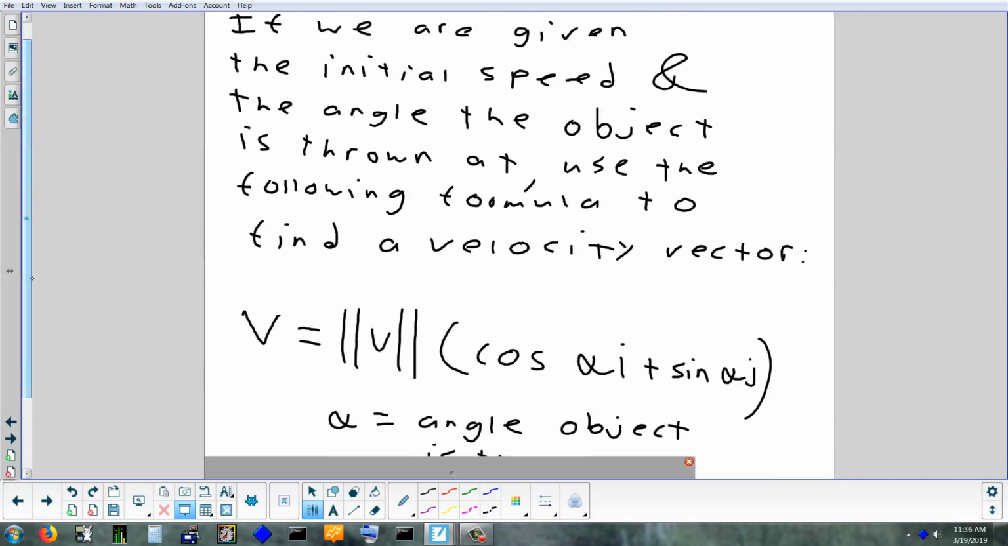So if you're given the initial speed and the angle that you throw the object at, that's the formula you can use. Alpha is the angle you throw it at, and the magnitude of the vector is the initial speed.